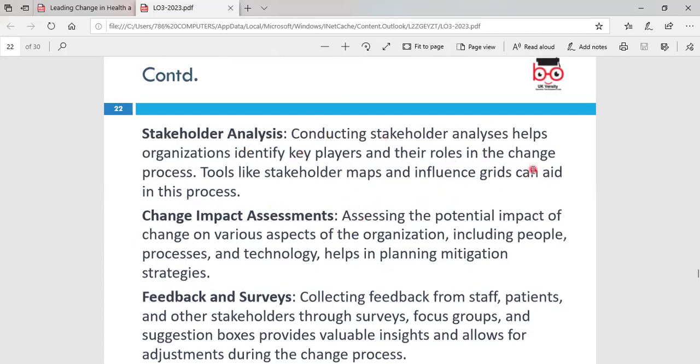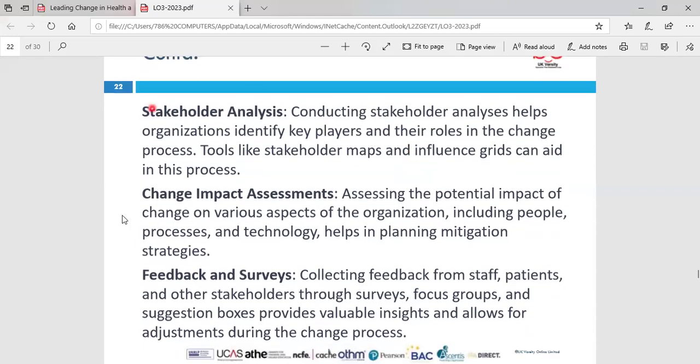So this, you can have different stakeholders listed and the different ways in which they have their barriers and their facilitators, and how you can work on them in your quality of care. Change impact assessment. So you're making the change, and then you're seeing the impact. How do you assess them? These are different ways in which you have this.